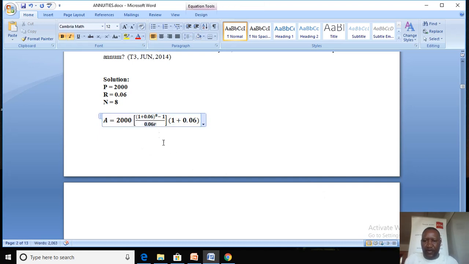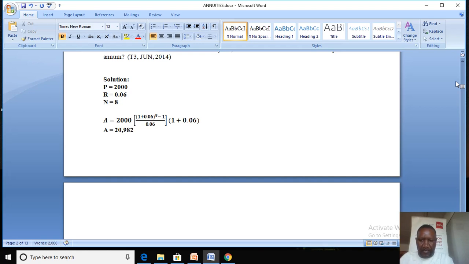Please be able to follow BIDMAS rule. First start with the brackets, then move to powers, then deal with the -1 divided by 0.06, then also that part worked together, then multiply with the last part there. And after you do that, you should have your A equals to 20,982.63.